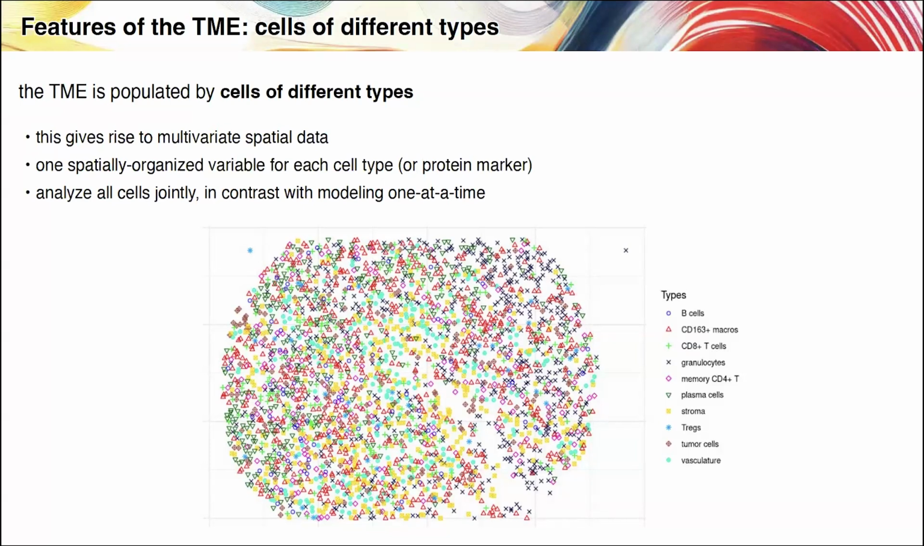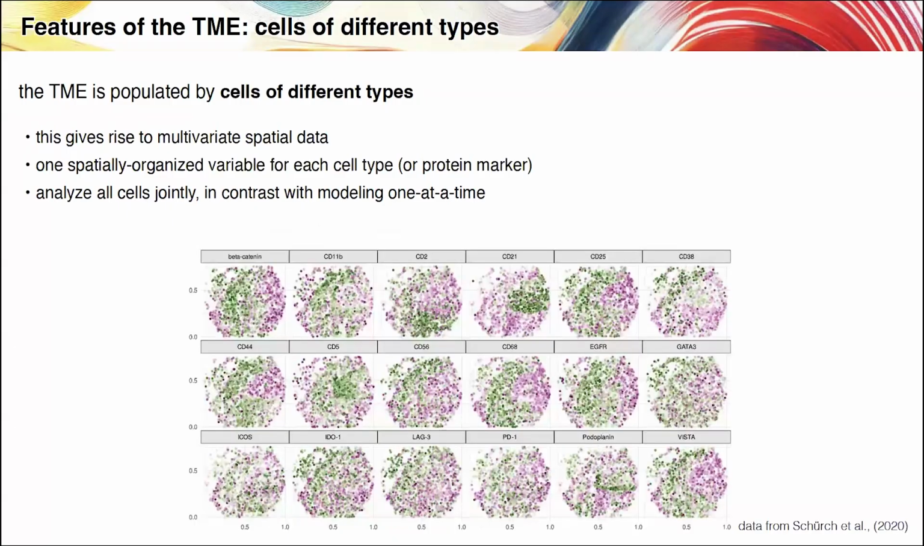Of course, our goal is to analyze not just one cell type at a time. We want to give a complete picture of the entire set of cells in this tumor microenvironment, because of their relationships. Studying just one at a time would miss the relationship that a cell type has with others.